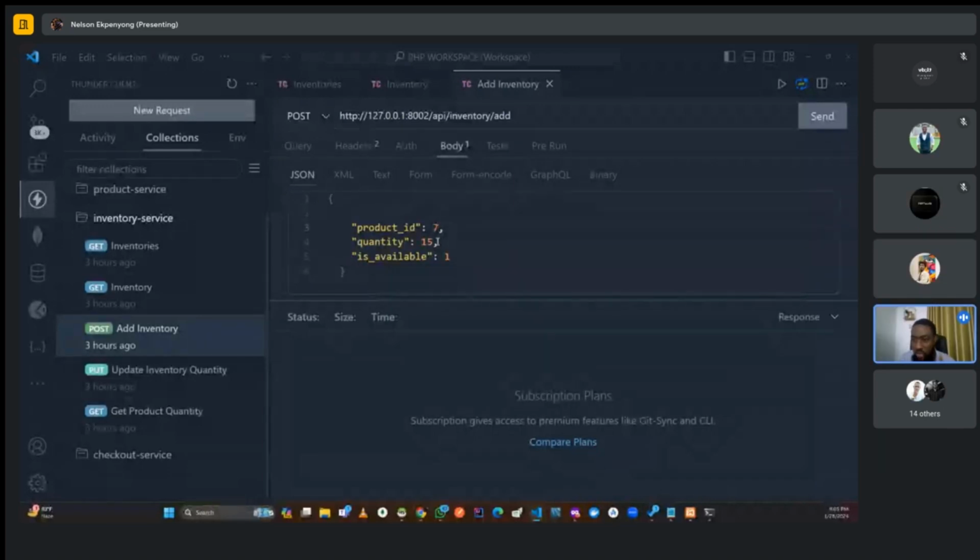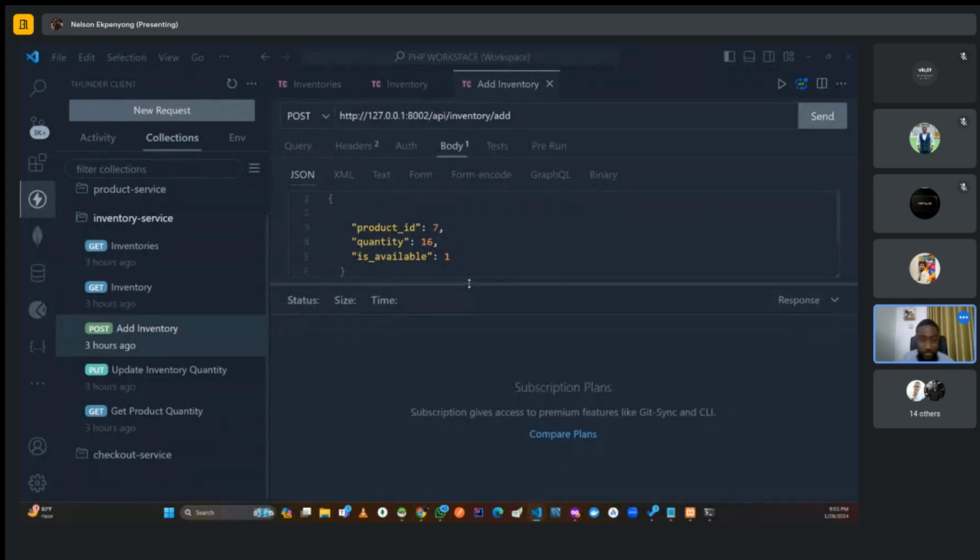Yes, 7 was the G-Wagon. How many did they supply us? How many G-Wagons did they give us? How many? Who knows? 16. Jesus Christ. 16 is available, is 1. Bro, that's like, I don't know, that's like 4 trillion. Okay.